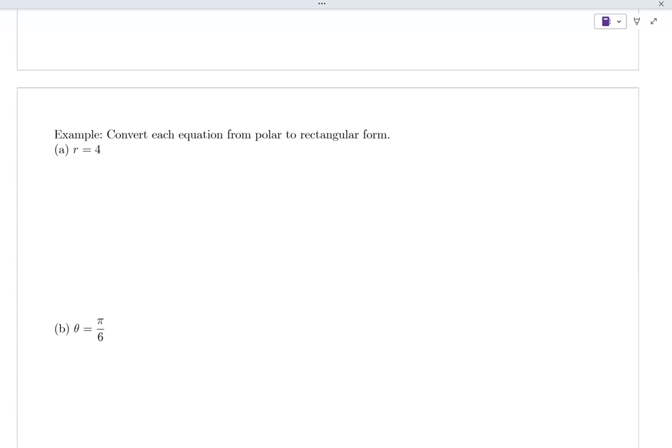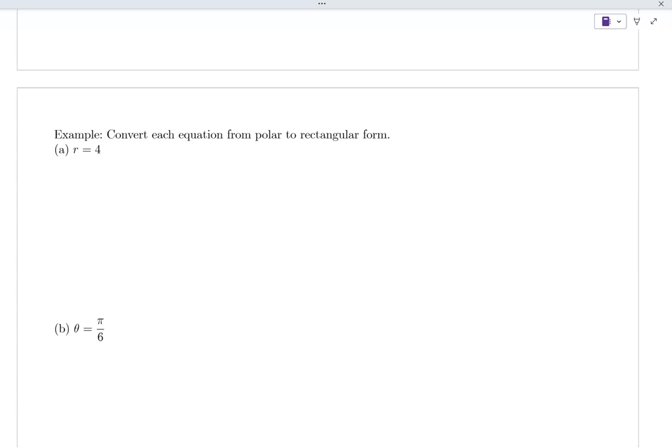That's a pretty easy equation, right? This is a constant. In polar, this is a constant function. R equals a constant. That's a constant function, okay? So this is a nice description of a circle of radius 4 centered at the origin, okay?